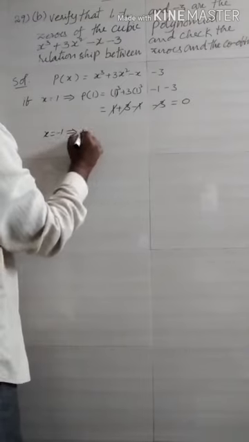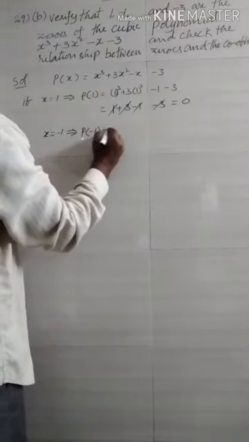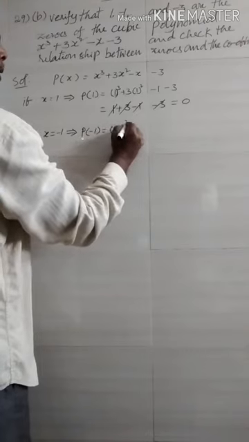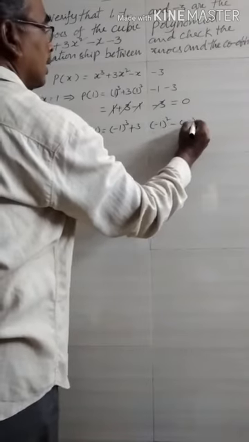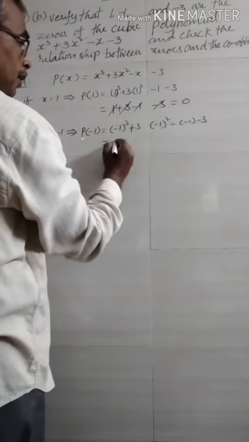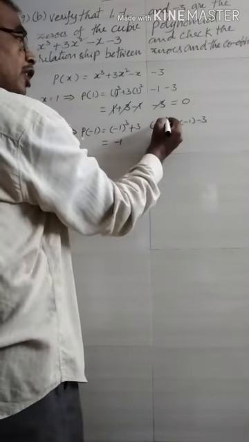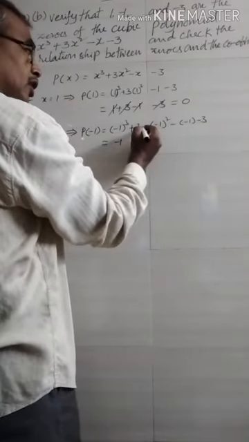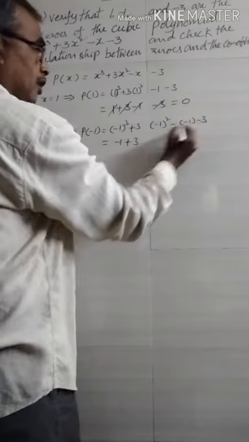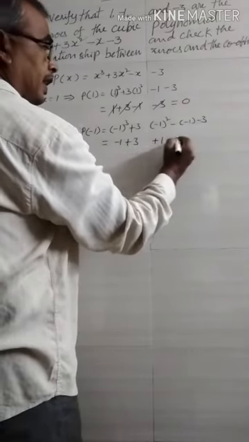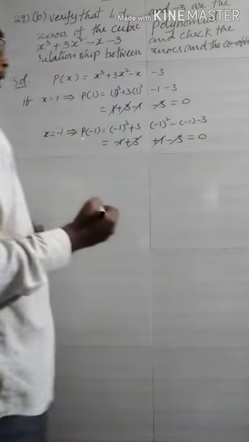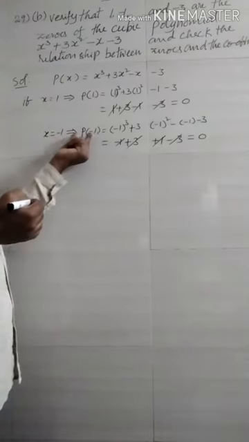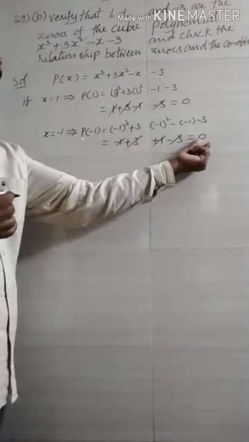Now you substitute on behalf of x is minus 1. What we get? Check it. Minus 1 cube plus 3 into minus 1 whole square minus of minus 1 minus 3. Minus 1 cube means minus 1, minus 1 square means 1, 1 into 3, 3. Minus into minus plus 1 minus 3. Minus 1 plus 1 cancel, plus 3 minus 3 cancel. What we get? 0. That means on behalf of x is minus 1, the p of x value is 0. Now we move to the third one.